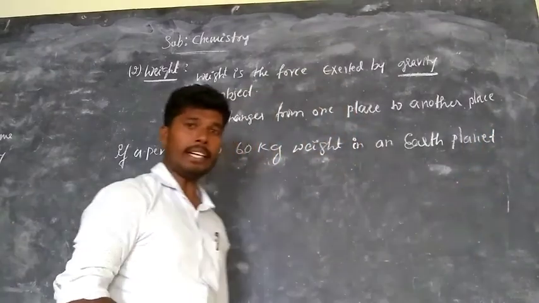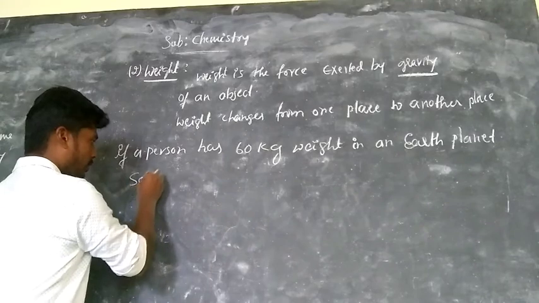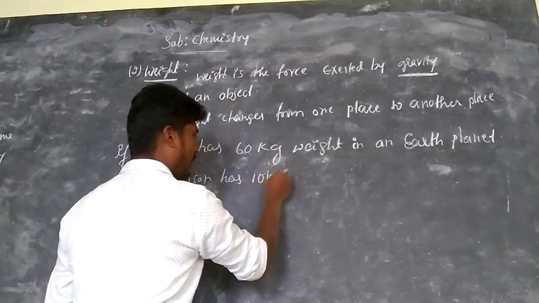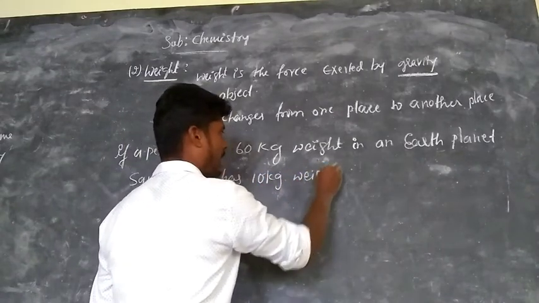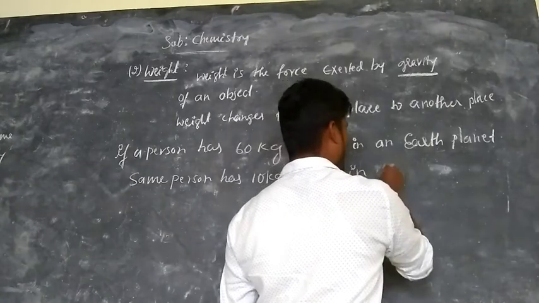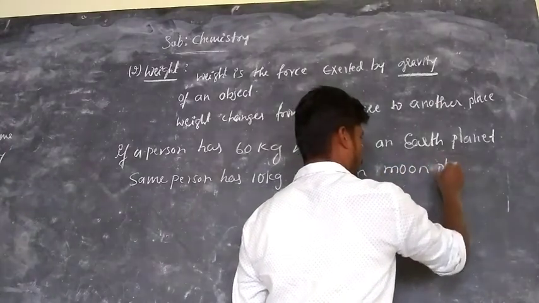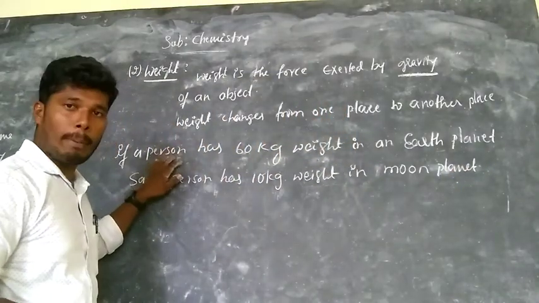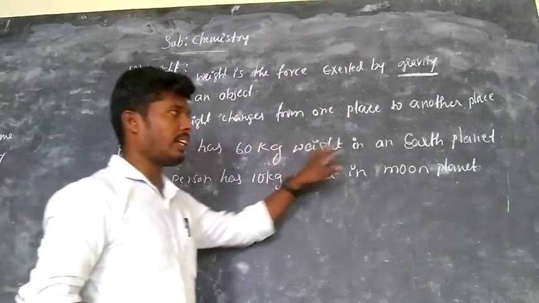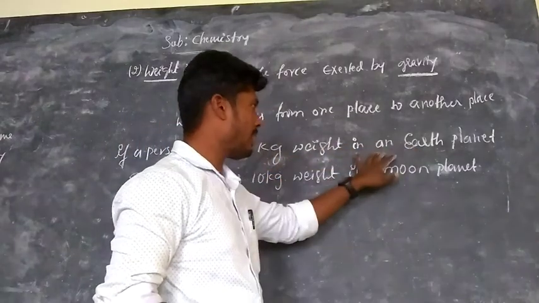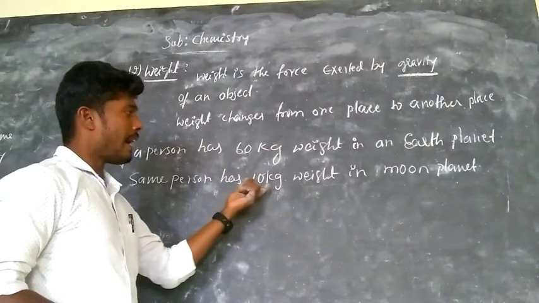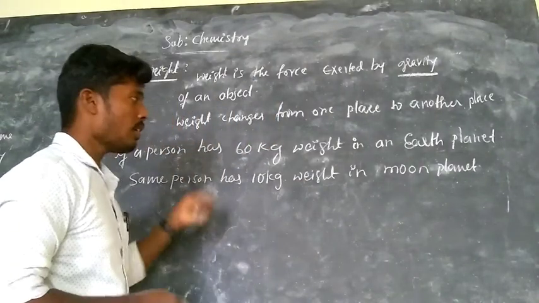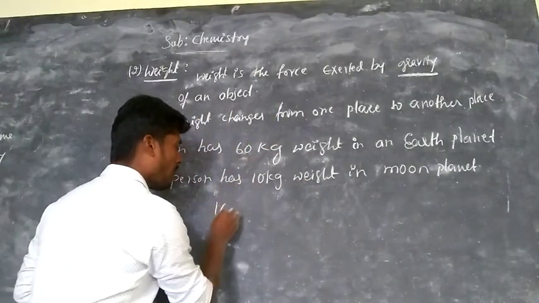On planet Earth, the same person has 10 kg weight on the moon. For example, observe: a person has 60 kg weight on Earth, but on the moon the same person has 10 kg weight, because the gravitational force of the moon is less.